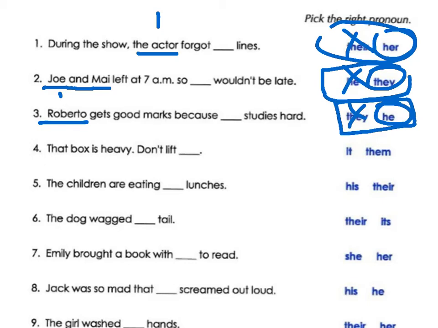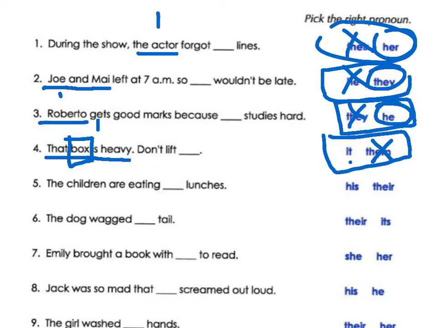Number 4 is an example of a pronoun matching a pronoun antecedent in the previous sentence. You've got, in the first part, that box is heavy. So we're talking about a box, that's the noun. It's a singular noun, it's not male or female, it's a box. And then we go into the next sentence, don't lift blank. So given the choices, we've got a singular choice, it, and a plural pronoun, them. Since it is not a plural pronoun antecedent, we have to go with it. That box is heavy, don't lift it. If it was those boxes are heavy, then it might be don't lift them.